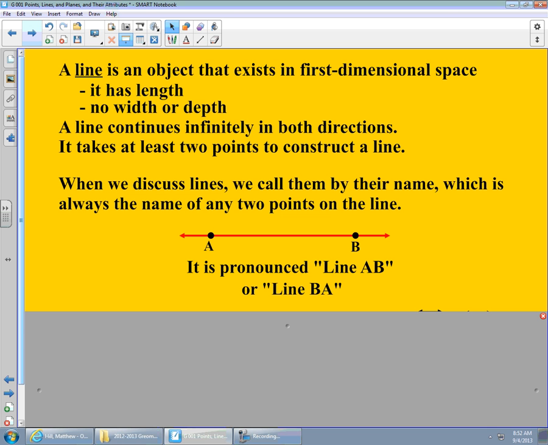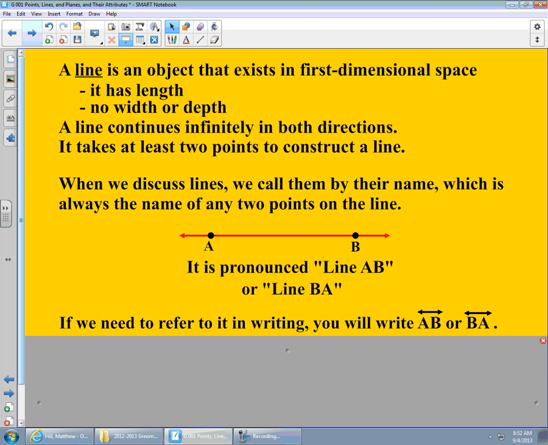So particularly we are looking at line AB or line BA. It does not matter which order you get them in. However, it is slightly more appropriate to list your points alphabetically. And most often, if there are more than 2 points, they will pick the 2 points that are on the outer edges. So if there were points in between A and B on this diagram, they would probably still call it line AB rather than picking any of the points in the middle.